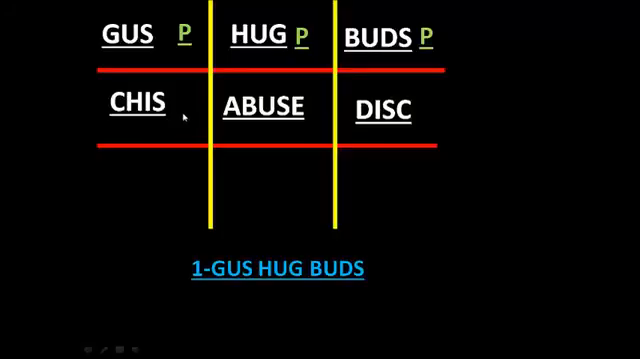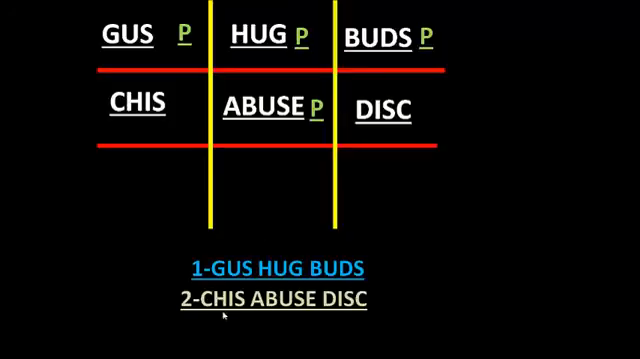Okay, so the sentence here is that Chris, which is a guy, has abused his disc or misused his disc. And you have to remember that here we had 3 P's, here we only have 1 P, which is going to be in the umbilical region because pancreatitis can be represented as pain in this region. So the sentence for the second part is Chris abused disc.